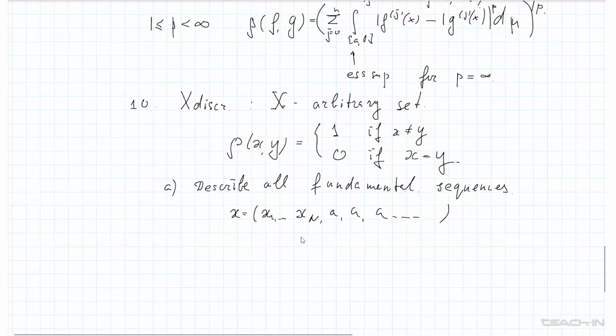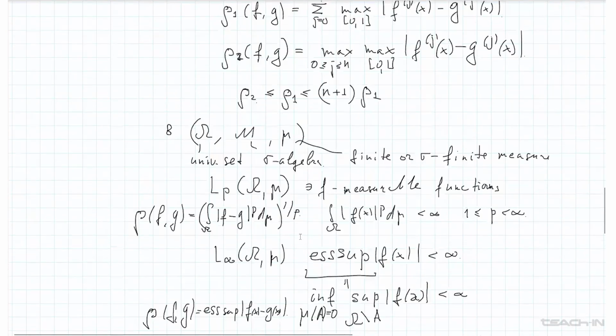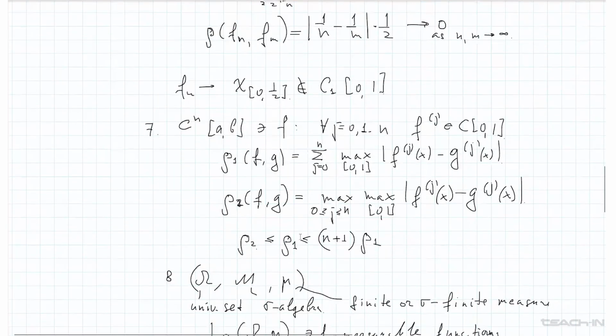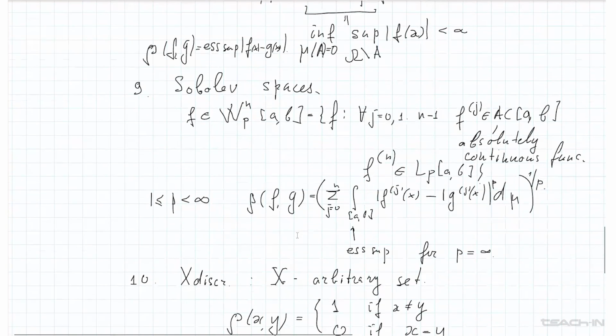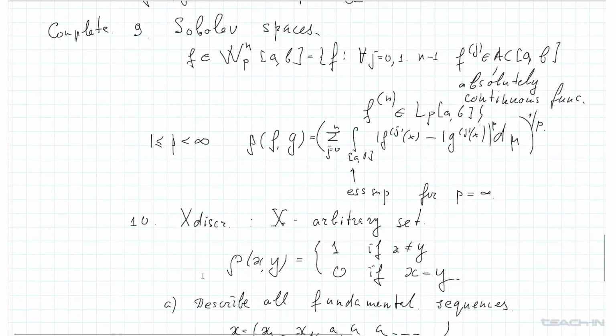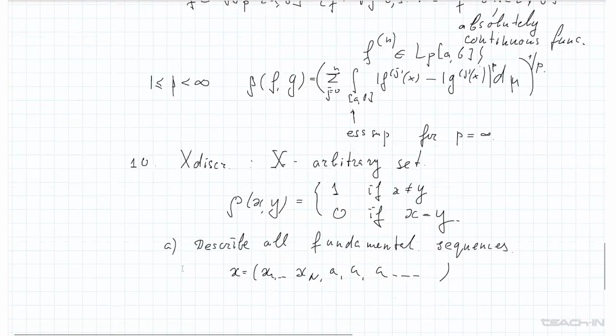What can you say about the completeness of this space? Let's recall that LP is complete, and the Sobolev space is complete. I take it without proof. And what can we say about the discrete metric space? It is also complete, because the limit a, of course, belongs to X. So from this, we immediately obtain that it is complete.